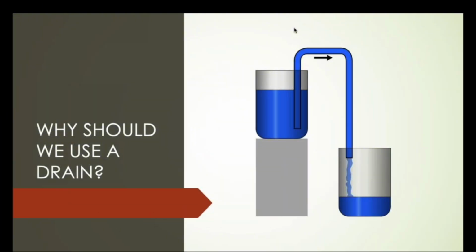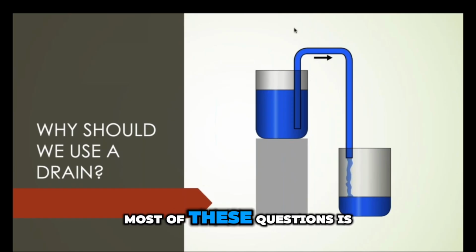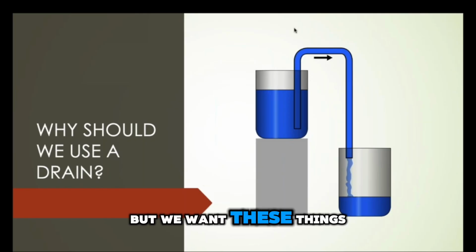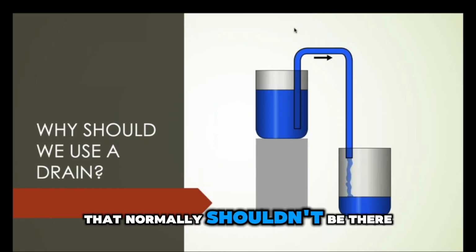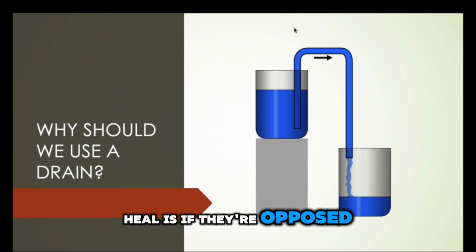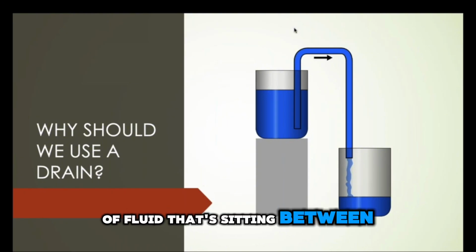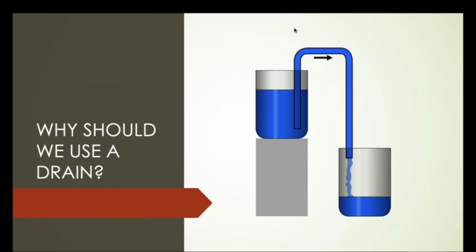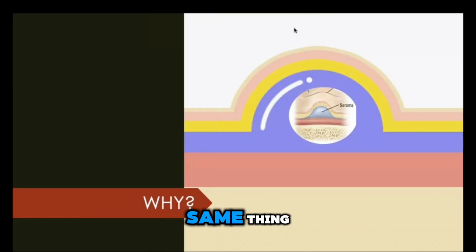Why should we use a drain? I think the answer is going to be the same to most of these questions, is we need to make sure that dead space is well under control. Not even so much for the potential infection that may ensue with a lot of wound fluid, but we want these things to heal. We want these tissue planes to be opposed. And so if there is separation of these soft tissue planes that normally shouldn't be there, the only way they can heal is if they're opposed again. And if there's a lot of fluid that's sitting between them, it's going to take them a very long time to heal and to seal back together. So when we use the term dead space and tissue plane adhesion, things of that nature, we're really trying to accomplish the same thing.